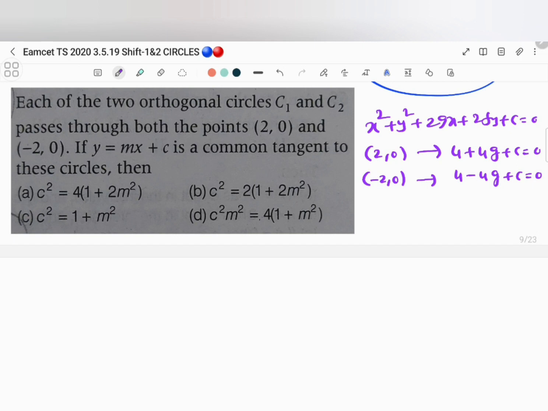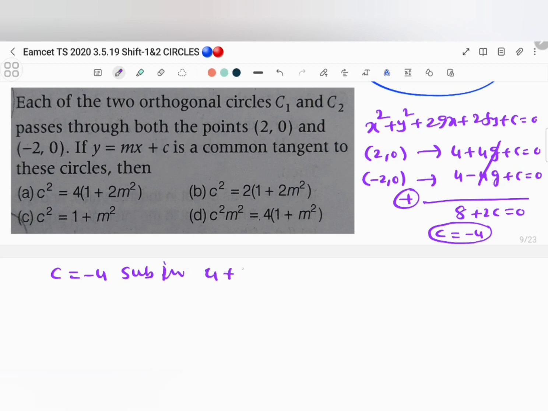So if you simplify these two, adding these two equations, these two will be cancelled. 8 plus 2c is equal to 0. c is equal to minus 4 will come. Am I right? Therefore, g value is 0 anyway. These two will be cancelled, means g value is 0. c is equal to minus 4, substitute either in 4 plus 4g plus c or 4 minus 4g plus c equal to 0. Then g value goes to be 0. So g value 0, c value minus 4, the equation of circle will become what? x square plus y square plus 2fy, f value 2fy will be there. We cannot find f value. 2fy, c value minus 4.